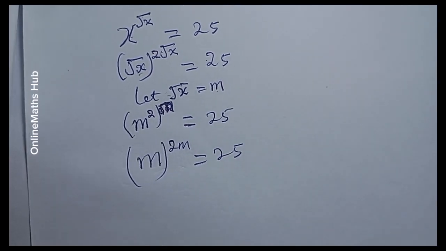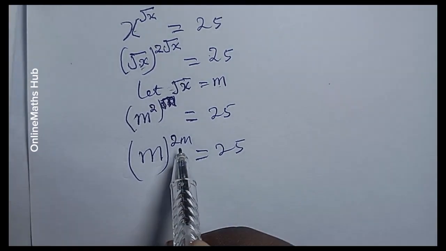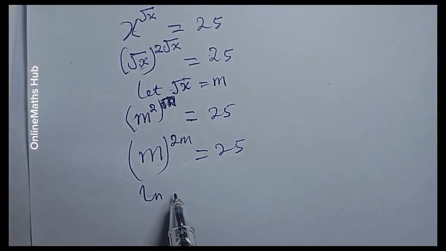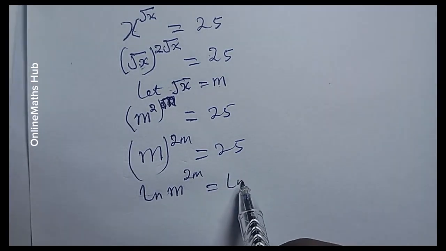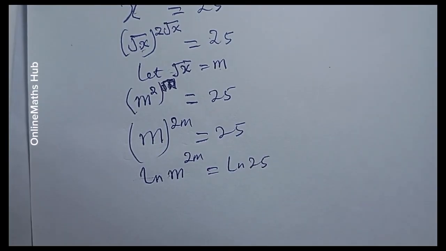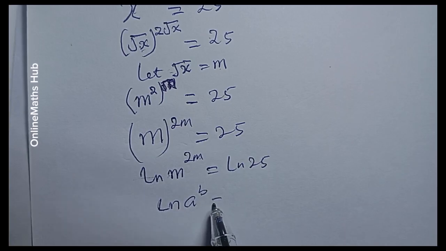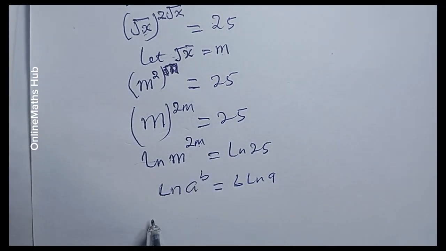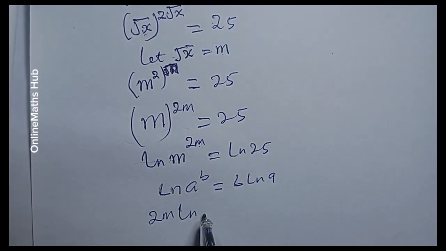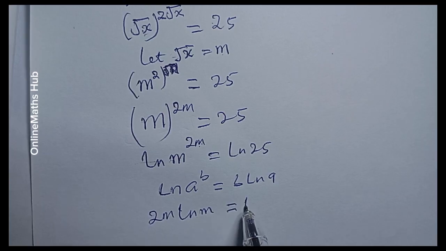What I will do next is take the natural log of both sides. So I'm going to have the natural log of m power 2m is equal to the natural log of 25. Next I will utilize the property of logarithm, which says if you have natural log of a power b, you can write this as b multiplied by the natural log of a. If I apply that here, I'm going to have 2m multiplied by the natural log of m is equal to the natural log of 25.